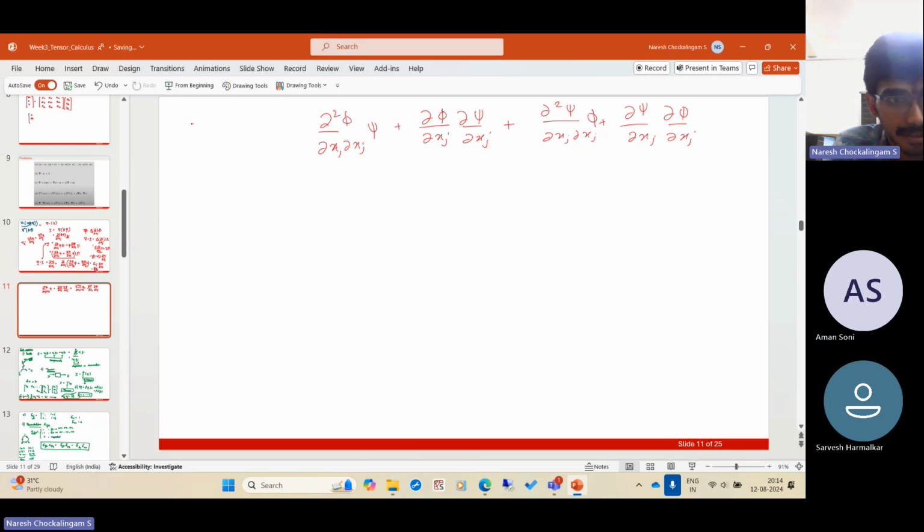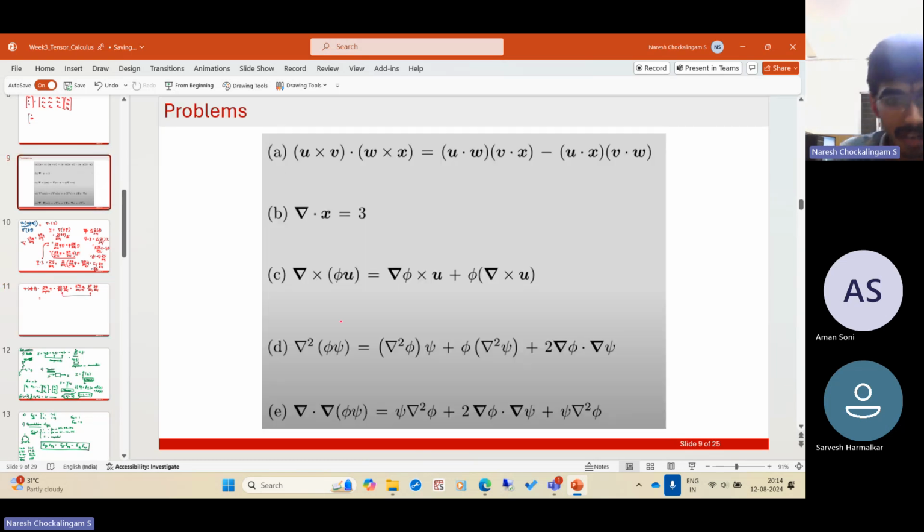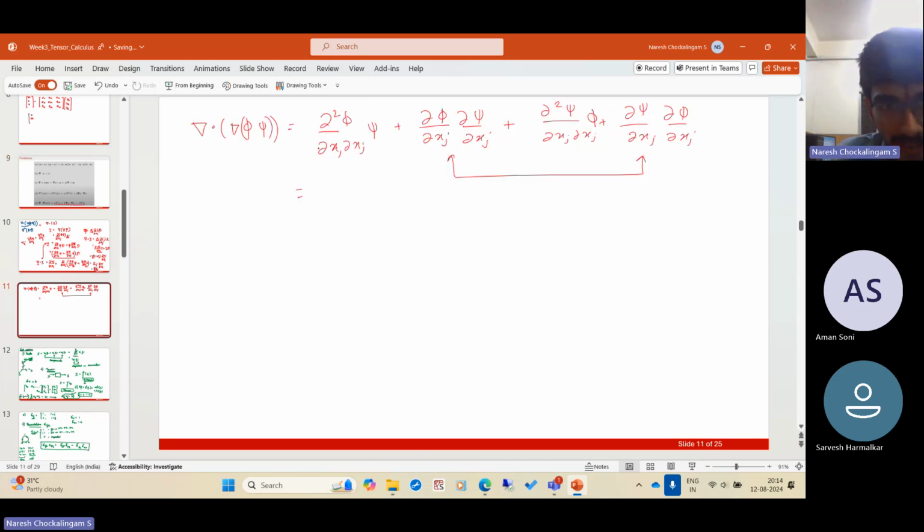This is what? This is ∇·∇ψ. So further, we can simplify this further. These two terms are the same, since multiplication is commutative. So you see what you have to prove? You have to prove something like this. So let us proceed further systematically.